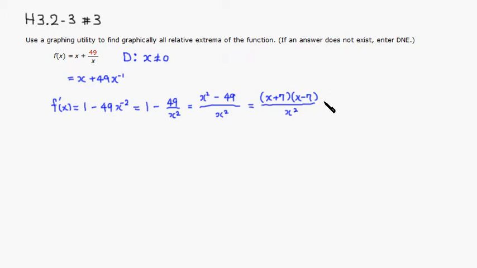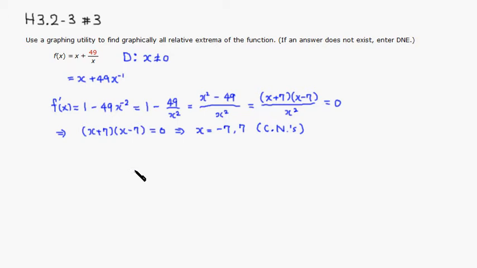Now we can easily set this equal to 0 to find critical numbers. Then you just have to worry about the numerator being 0, so it's quantity x plus 7 times quantity x minus 7 is equal to 0, which gives you x equals negative 7 and a positive 7. Those are the critical numbers.